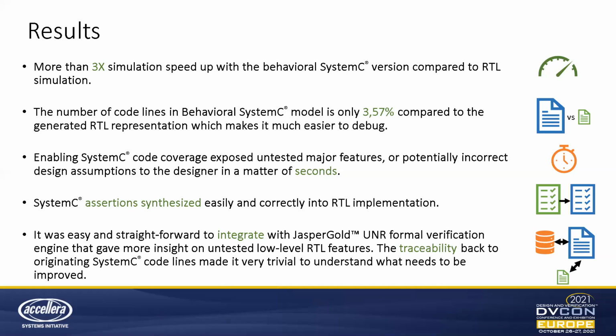The RTL annotation feature that I showed earlier made it very trivial to trace back uncovered code to SystemC source, where it's much easier to debug. And this feature in general is very useful if you have a piece of RTL which is hard to understand and you want to understand where this came from. Then the RTL annotation could take you back to the SystemC source, so it's easier to understand the functionality in there.